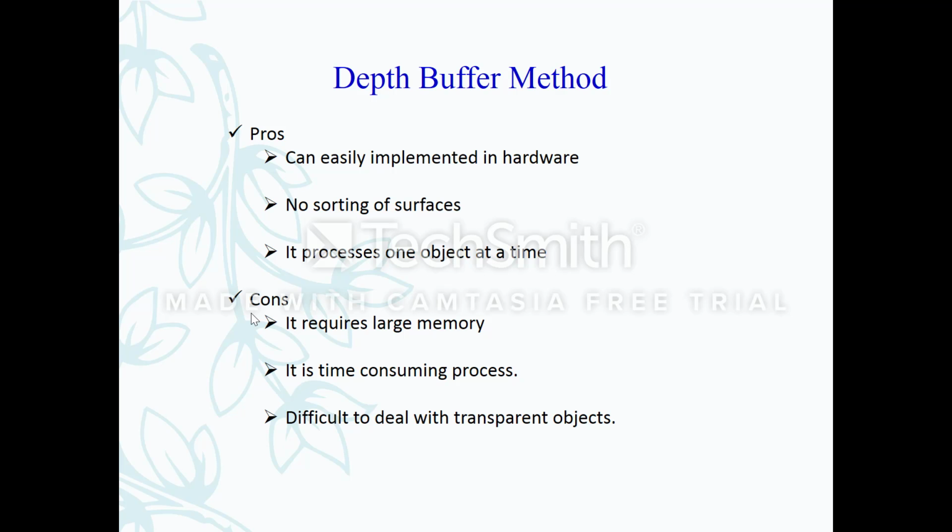What are the pros and cons of this algorithm? It can be easily implemented in hardware, and no sorting of surfaces is needed. What this means is that in the later algorithms we will use sorting of the depths. So here is a plus point, because there is no sorting. It processes one object at a time. What are the cons? It requires large memory, it is very time consuming, and it is difficult to deal with transparent objects, because it deals only with polygons.